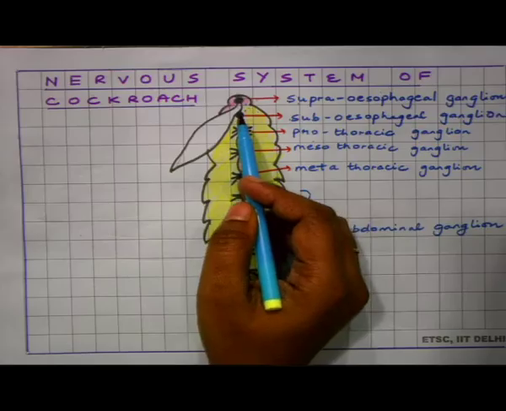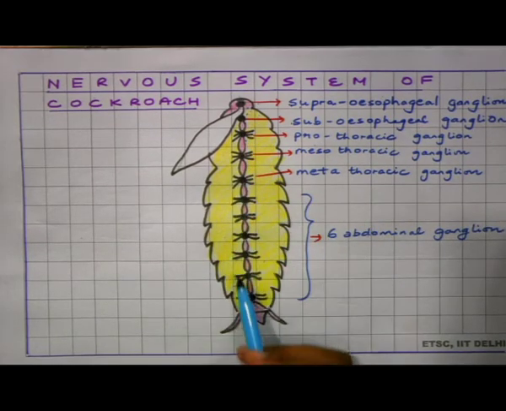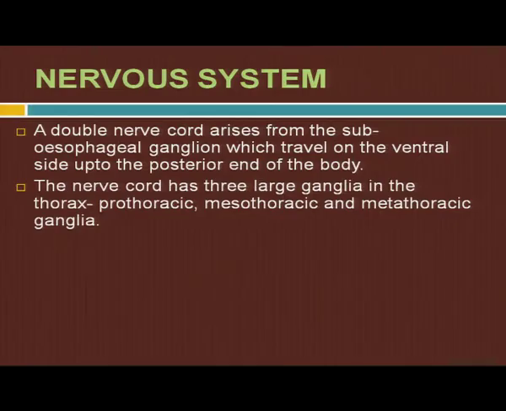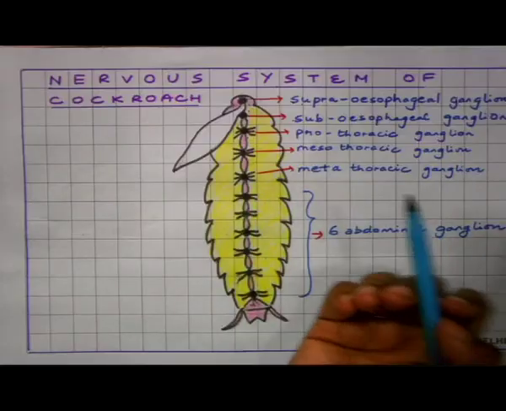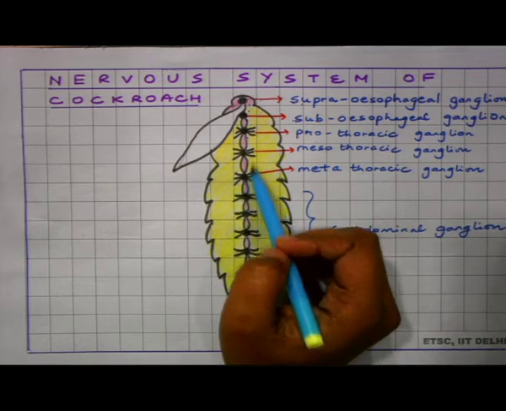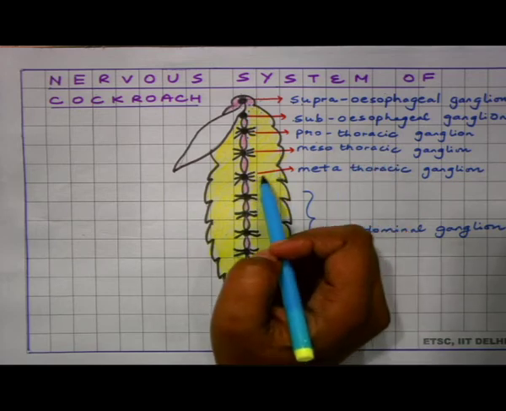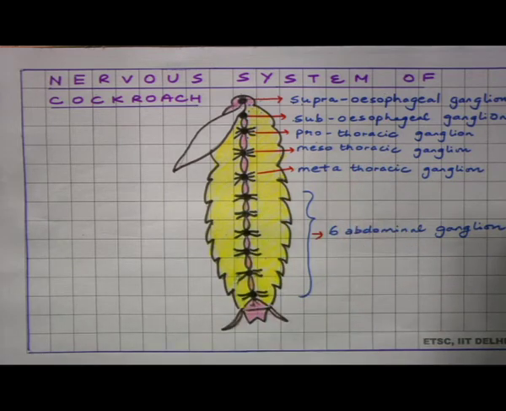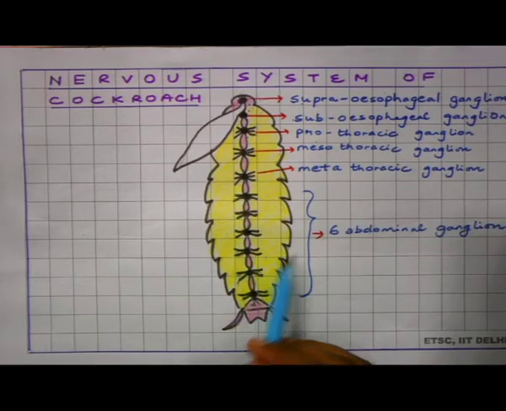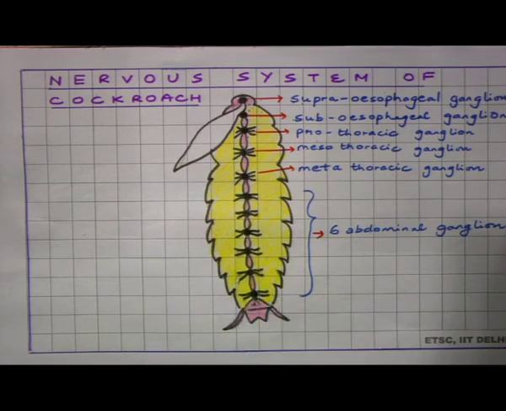And a double nerve cord arises from the subesophageal ganglion which travels on the ventral side up to the posterior end of the body. The nerve cord has 3 large ganglia in the thorax, as you can see, and we have discussed earlier that the 3 ganglia present in the thorax are the prothoracic ganglion, the mesothoracic ganglion and the metathoracic ganglion. The nerve cord has 6 ganglia in the abdomen which lie in the first, second, third, fourth, fifth and, mind you, in the 7th segment.